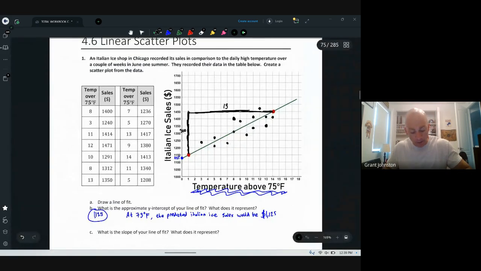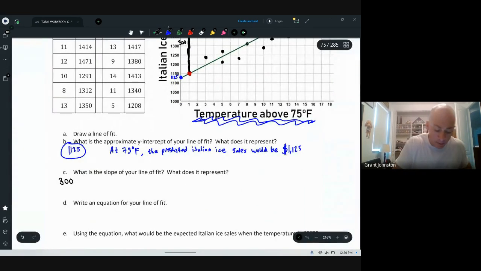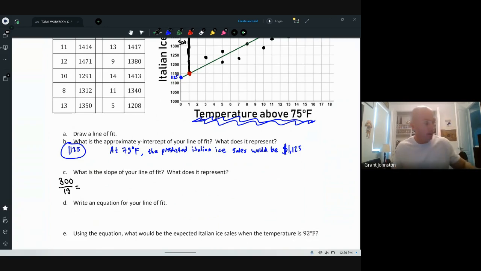So it says, what is my slope? So rise divided by run, 300 divided by 13. And this is probably going to be a nasty number. Let's see what it is. 300 divided by 13 is 23.076. Yeah, it's nasty. So I'm just going to round. I'm going to say approximately 23.1. I'm going to call that my slope.